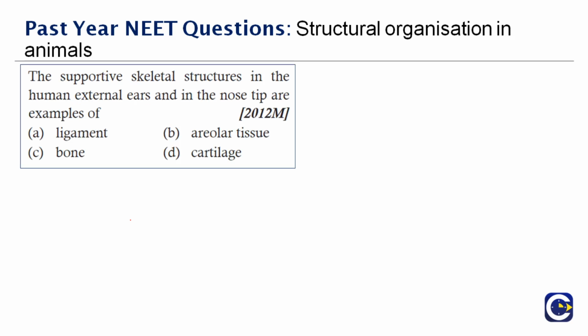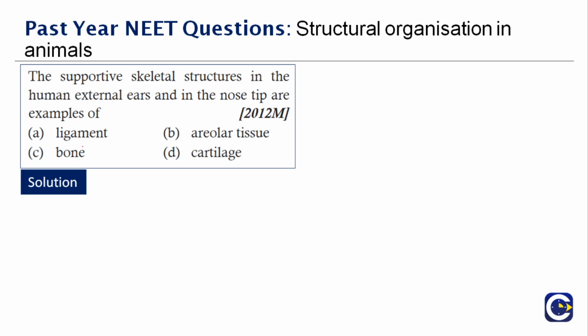Okay? Next question. The supportive skeletal structure in the human external ears and in the nose tip are examples of dash. So here you have four options. Areolar tissue, I said it's a loose connective tissue, so that is not the answer. And obviously it is not bone that is present.